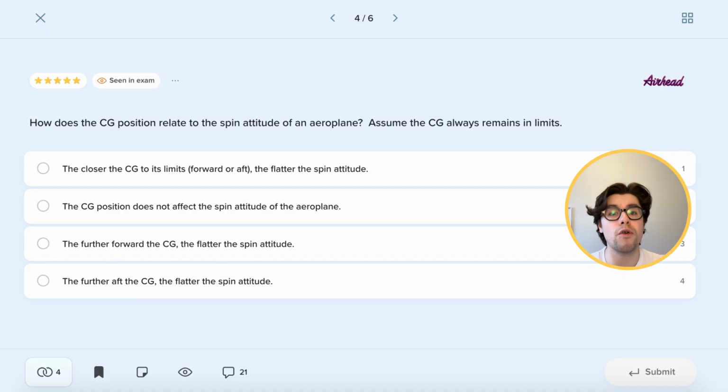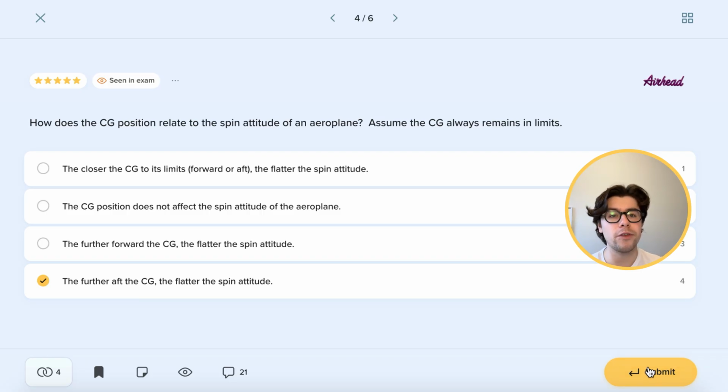As the CG is more forward, and this is also true for most of the trainer and GA aircraft because of the heavy engines in front, then the aircraft will tend to drop the nose down and the spin will have a nose down attitude. And this will help greatly in recovery, because this way it will be much easier to unstall the wing, as during the spin the wing is actually stalled. So going back to the answers here, the further forward the CG, the flatter the spin. Of course, it will be the opposite. So the further aft the CG, the flatter the spin attitude. And this is absolutely true. And if you visualize it, this will actually make a lot of sense.